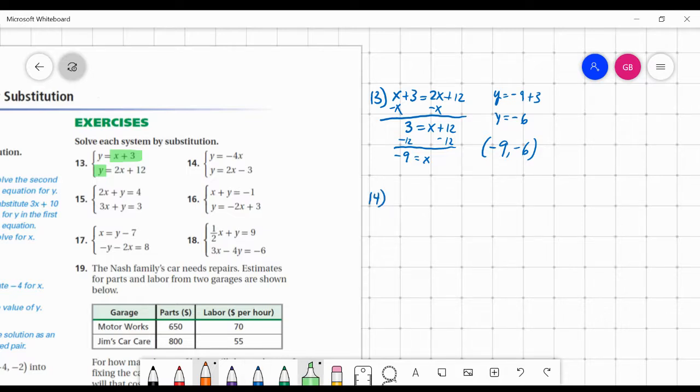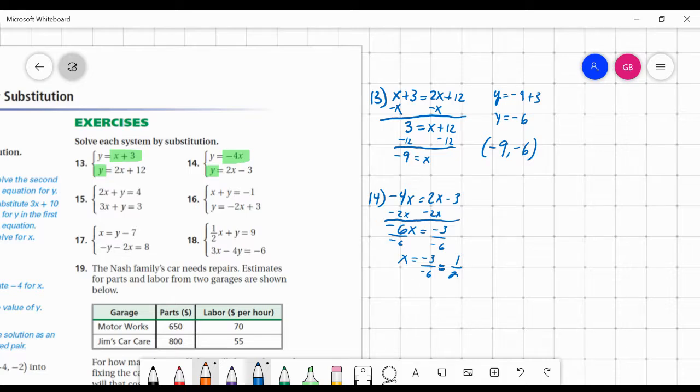Okay, 14. Similar. I know y is negative 4x, so I'm going to plug it in here. Negative 4x is equal to 2x minus 3. I want to get the x's together, so I'm going to subtract 2x from both sides. So negative 6x is negative 3. And I'm going to divide both sides by negative 6. So x is negative 3 over negative 6, which is positive. Negative divided by negative is positive, and it simplifies to 1/2. So x is actually 1/2.